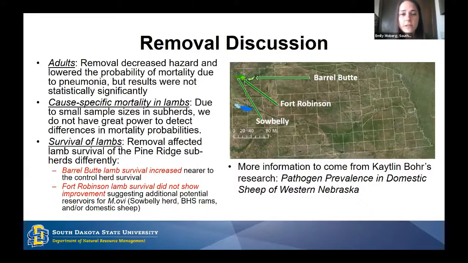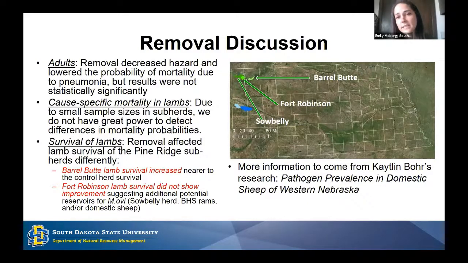That Fort Robinson one, though, right in the middle of our treatment herd in the Pine Ridge, didn't show improvement, but that's potentially because we have a very dynamic system up there, and we could have additional reservoirs for Movi, such as that Sow Belly herd, which is adjacent to it to the west. So we didn't really have a whole lot of information on those. We have tested as many as we can, but there's a lot of landowner disputes out there, so we only get to test those individuals rarely.